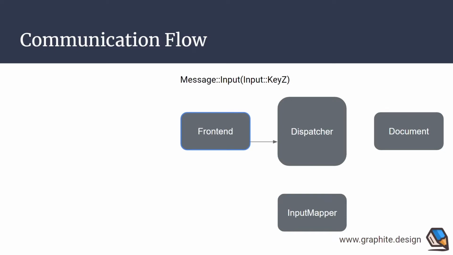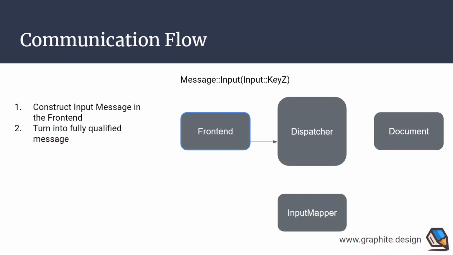All of our messages are basically just namespace enums. So we have one root message component, and for each subcomponent of our application, we have a sub-message. In this case, the input message is intended to be consumed by the input mapper. If we advance it through, turn that into a fully qualified message, hand that off to the dispatcher.